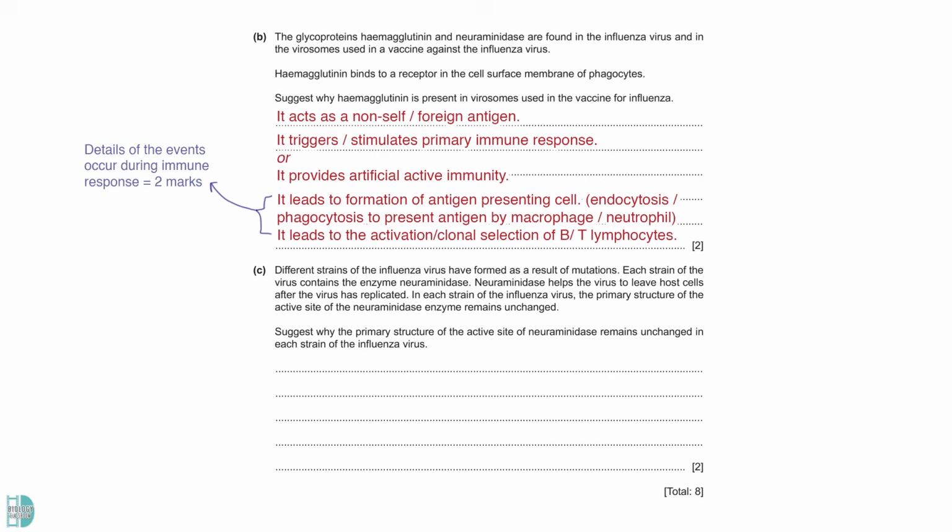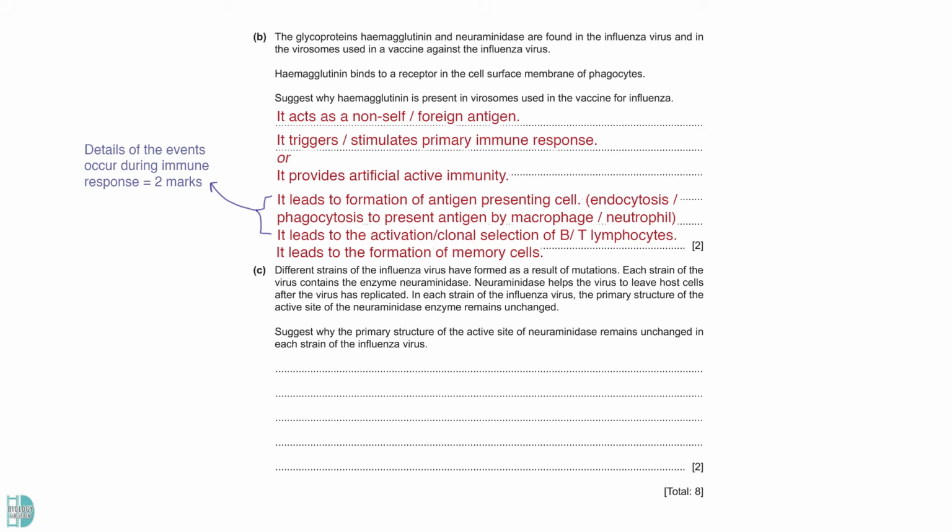They will give marks if you can give some details of the events that happen when the immune response occurs. For example, macrophages perform phagocytosis to present antigen. B or T lymphocytes are activated in the process of clonal selection. And lastly, the most important event we want to have is the formation of memory cells.